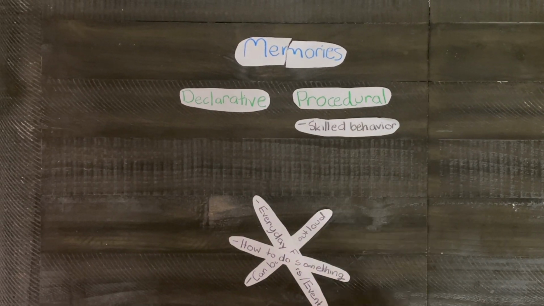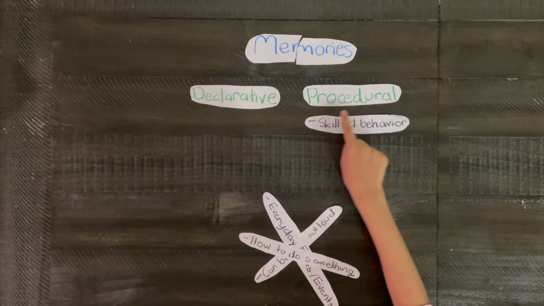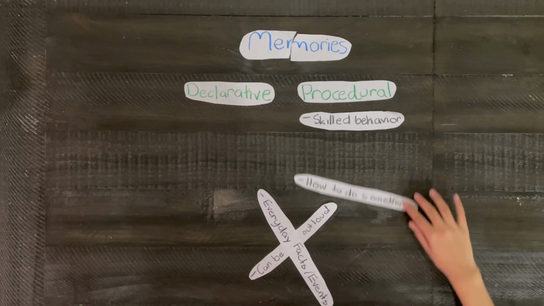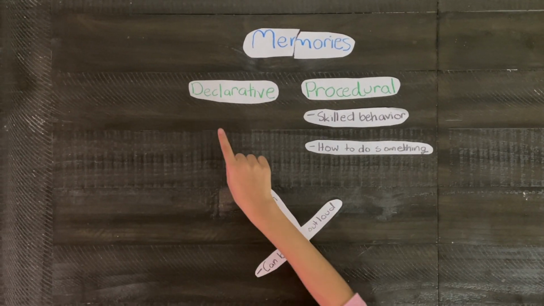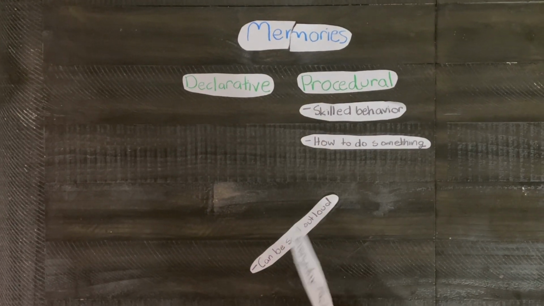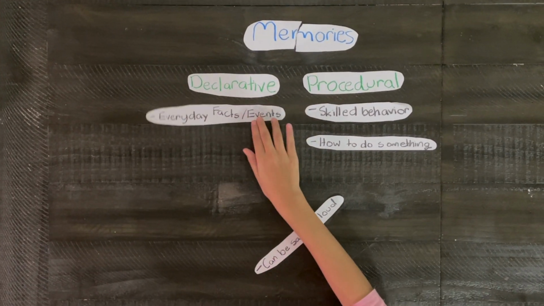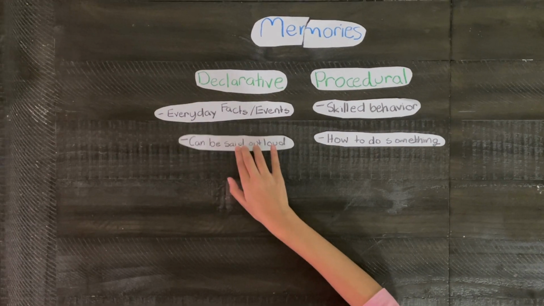A mnemonic for remembering procedural memory is remembering the procedure, or how you do something. Declarative memory, on the other hand, is remembering everyday facts. A trick for remembering is that declarative memory can be declared or said out loud.